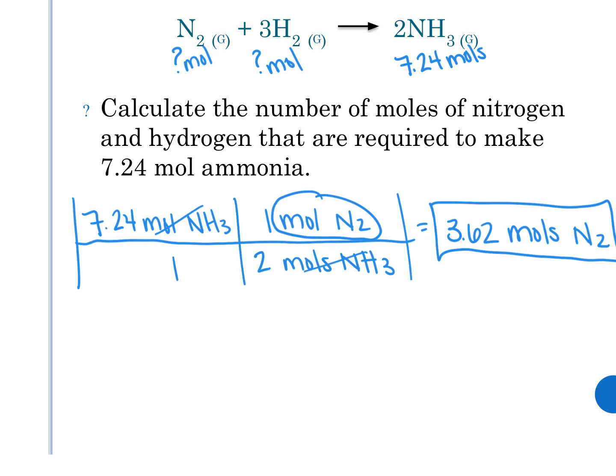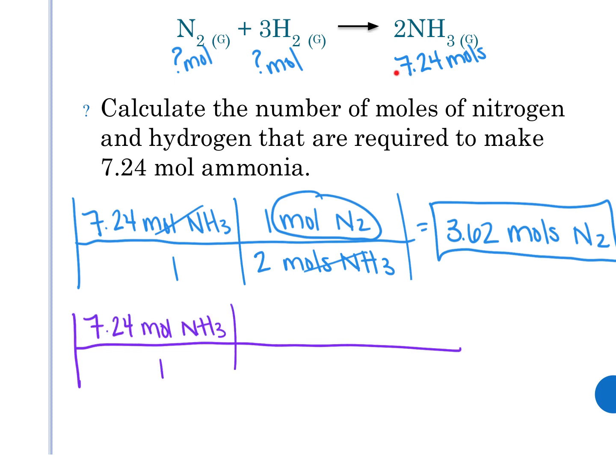So now we're going to solve the second part of the equation. We're going to figure out how much hydrogen's needed to make the 7.24 moles of ammonia. Again, a different unknown, so we're going to do a different calculation. We're still starting with the only number given in the word problem. What's the only number given? We're still starting with 7.24 moles of ammonia.